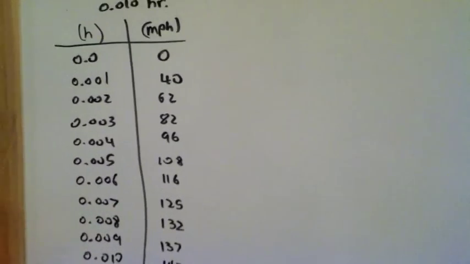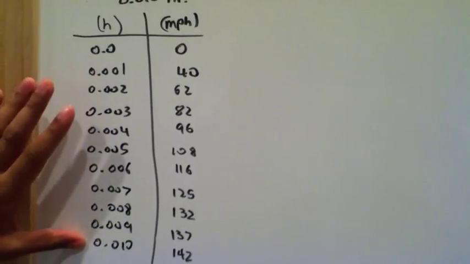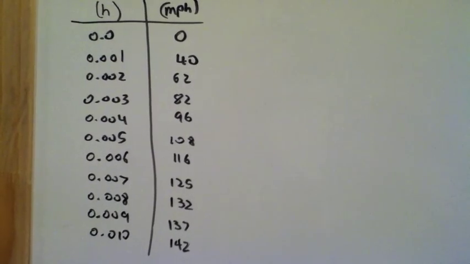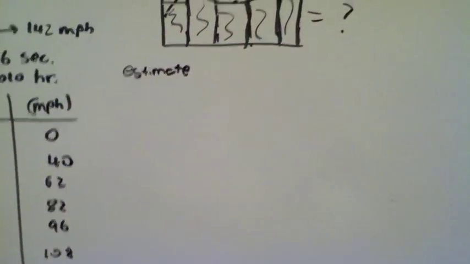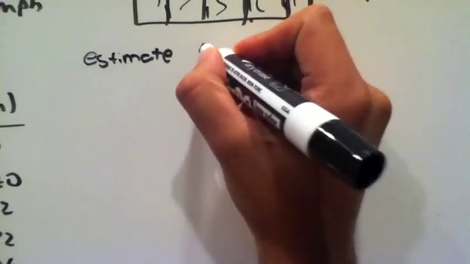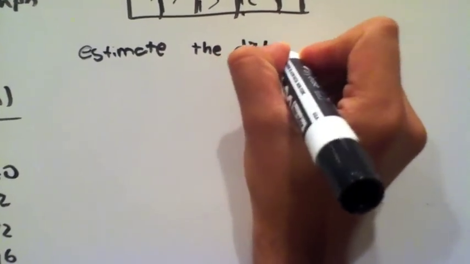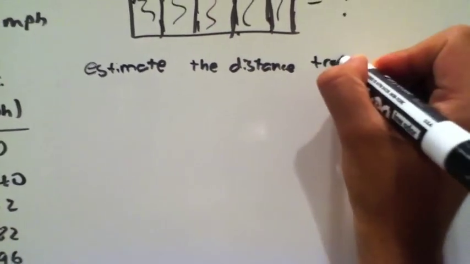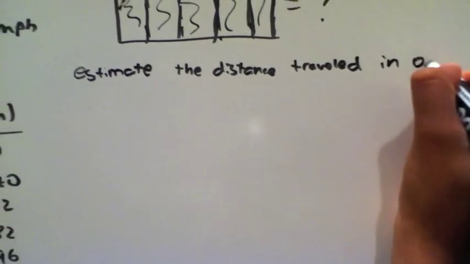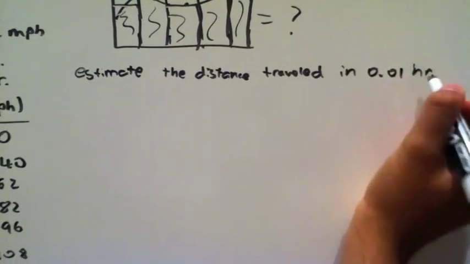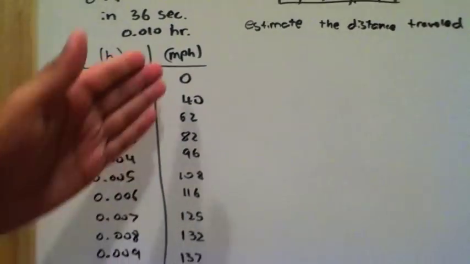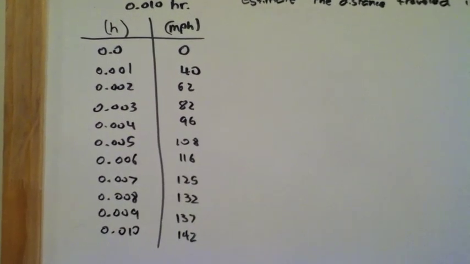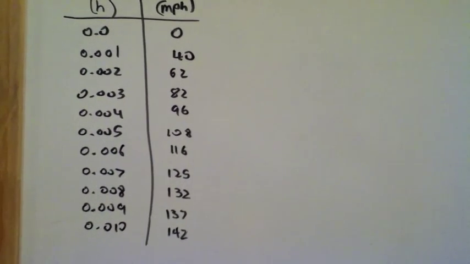Alright, so here's our table at the end, and this is going from 0 hours to 0.01 hours, or 0 hours to 36 seconds, and the question is asking to estimate the distance that the car has traveled in this 36-second time period. So estimate the distance traveled in 0.01 hours. So we can just draw a sketch of a velocity time graph, because we do have velocity, we do have time, and then we can split it up into subintervals and estimate the distance traveled.